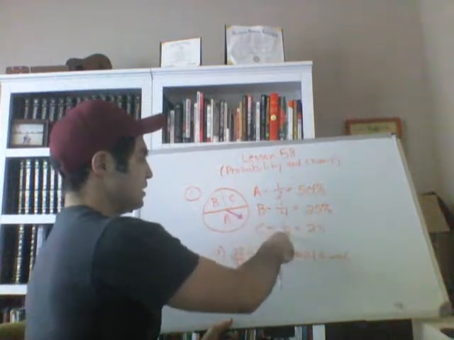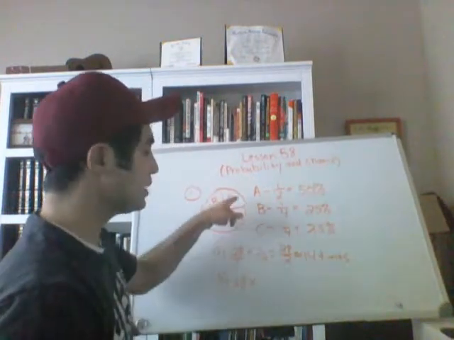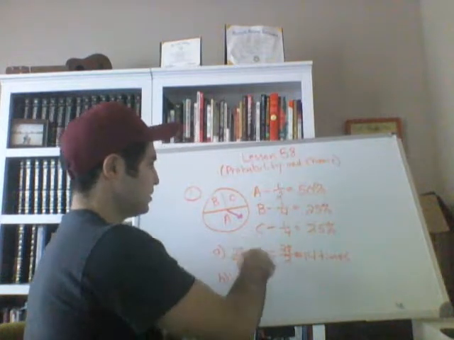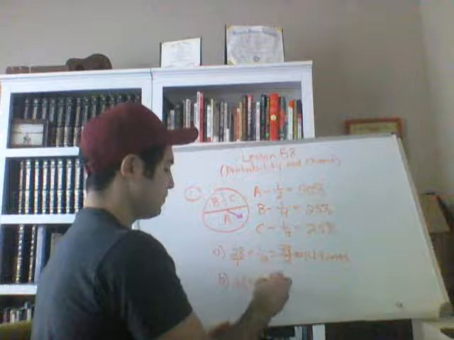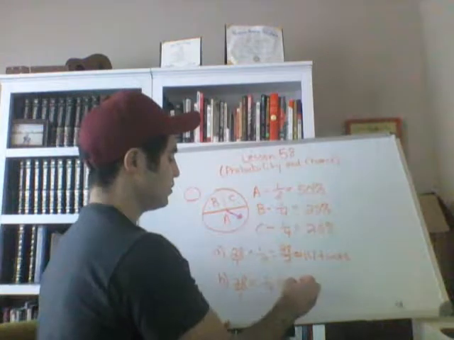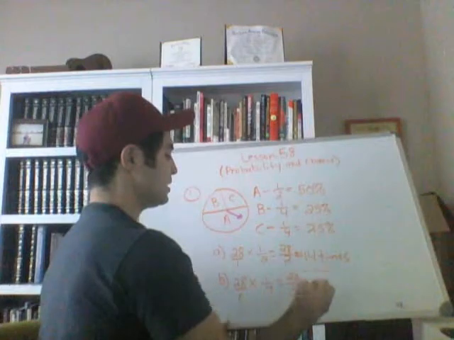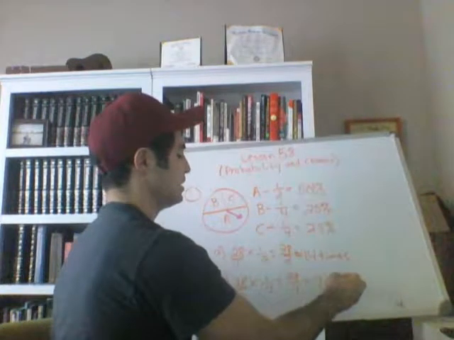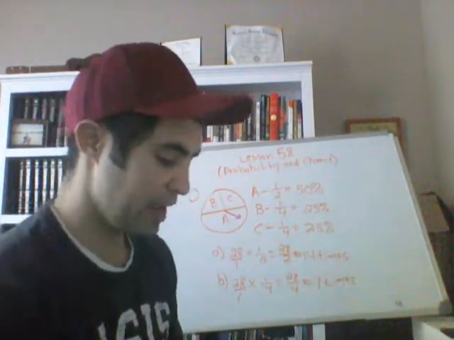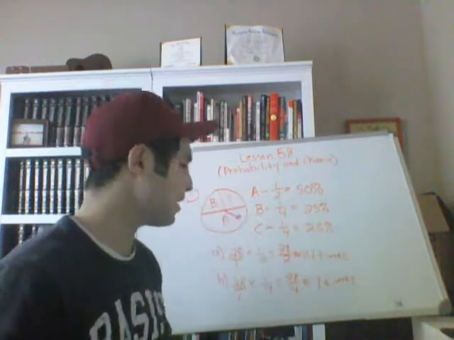Well, C is 1/4 of the circle, or 25% of the circle, so you would land on C about 25% of the time. So you could take 28 times 1/4. 28 can turn into a fraction by putting it over 1. 28 times 1 is 28. 1 times 4 is 4. 28 divided by 4 would be about 7 times. Okay, so that is just on average. On average, you'll land on sector C about 7 times.